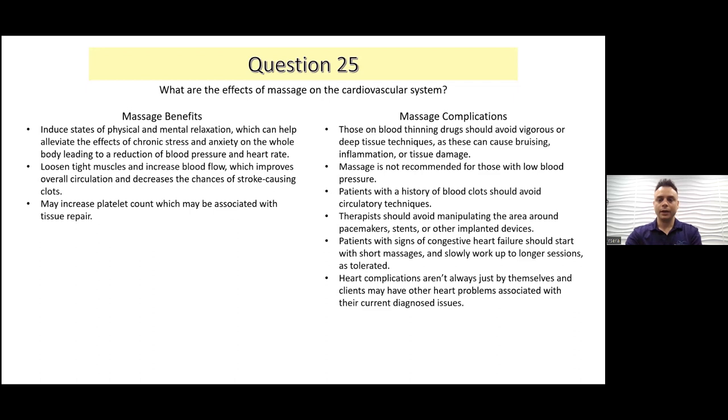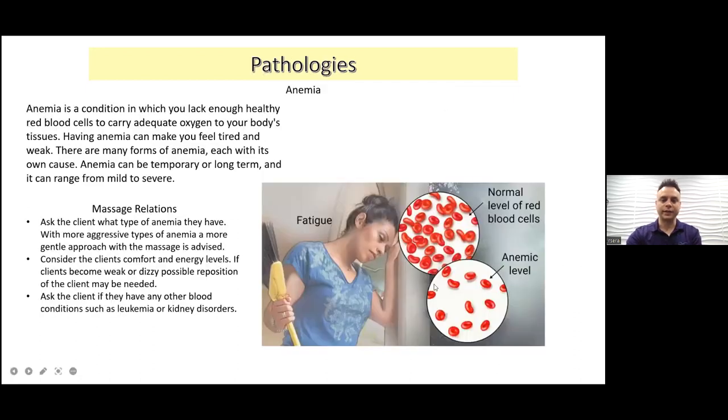So let's go ahead and get into some of the pathologies, and we'll see that some of those general considerations really stand out. So our first condition up is anemia. Anemia is quite common. We probably know a lot of people who have anemia or forms of anemia, and there are many forms of anemia.